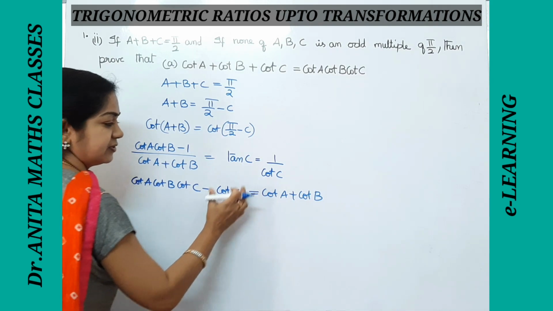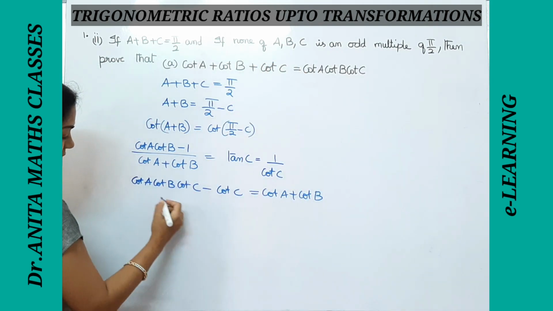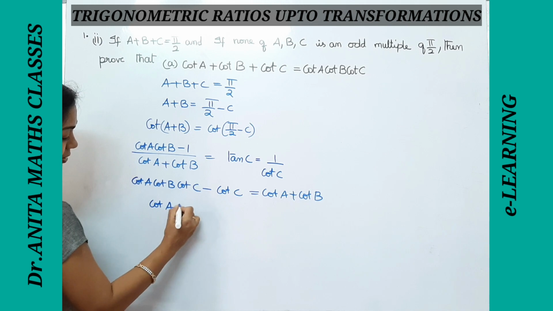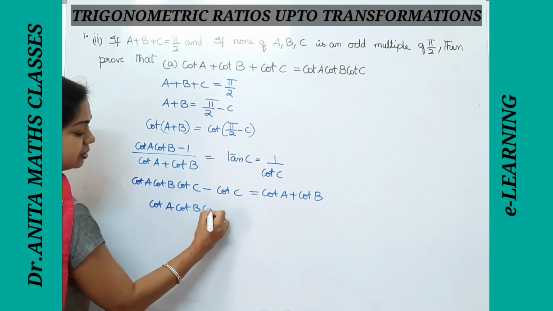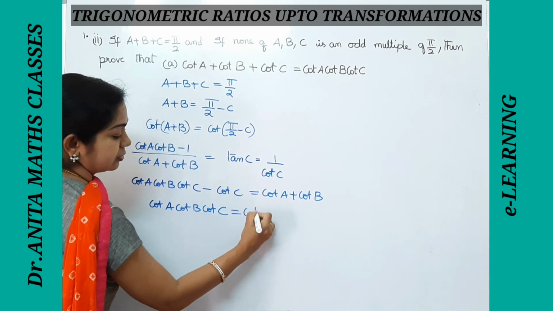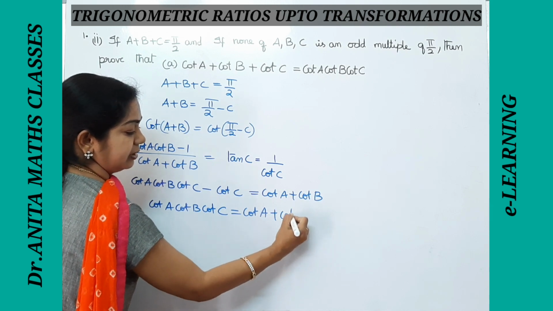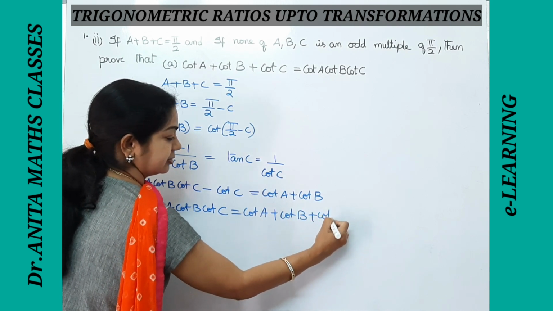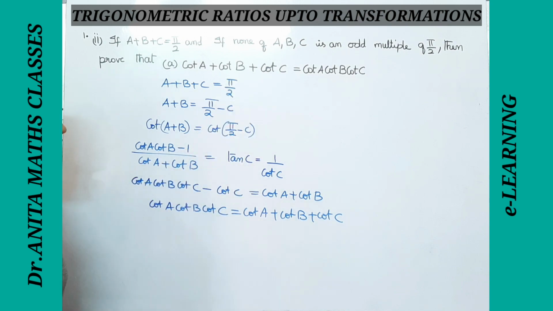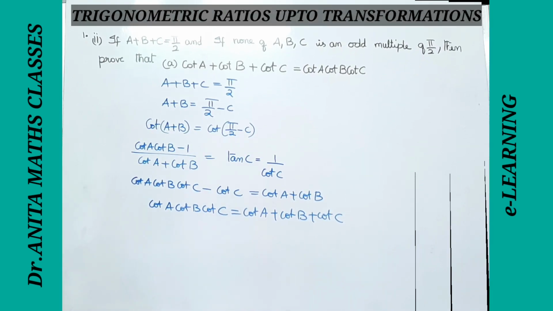Now this minus cot c, if you shift to the other side, we will get the result. So that is cot a cot b cot c equals cot a plus cot b plus cot c, right. So this is what we have to prove. So pause the video and note it down.